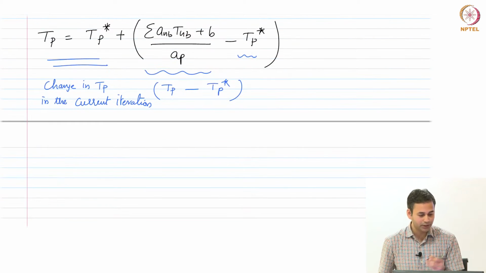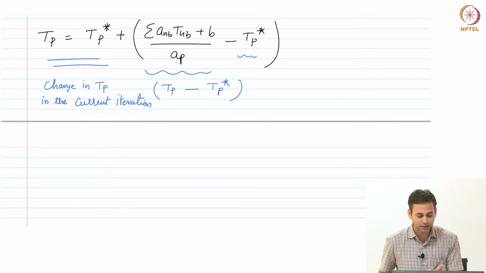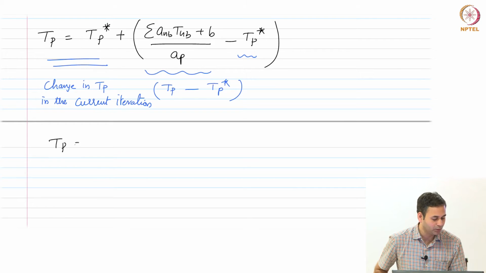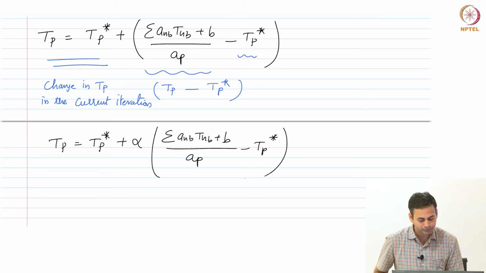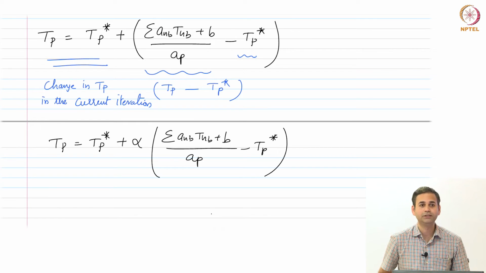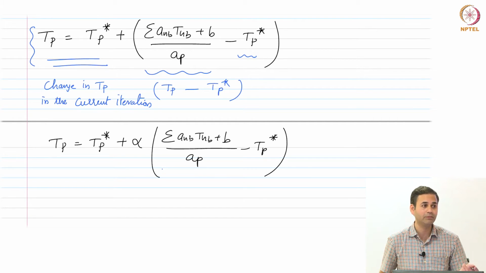So, in relaxation we want to restrict this change, that means we want to restrict the term in the bigger parenthesis. So, that will be Tp equals Tp star plus alpha times sigma A nb T nb plus B upon AP minus Tp star. Now, this equation is not the original equation we started off with. Until here it is the same equation, but now I have multiplied with alpha, which is some arbitrary constant.